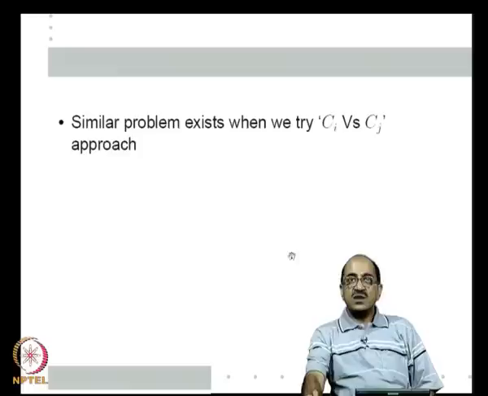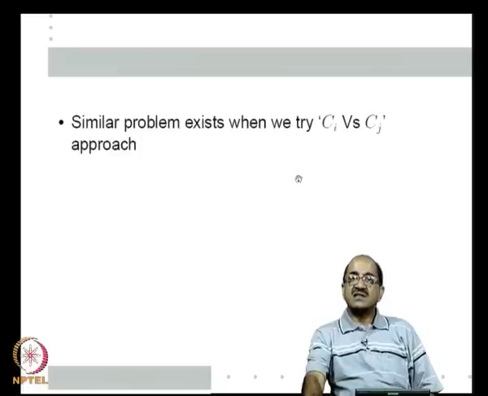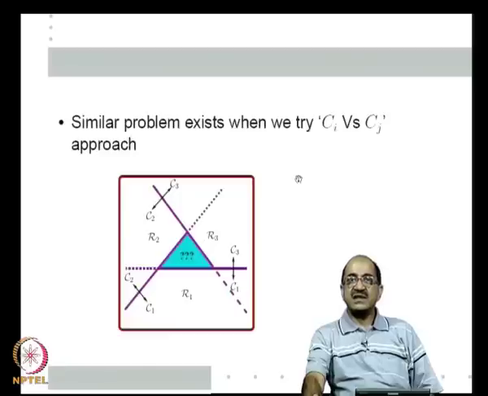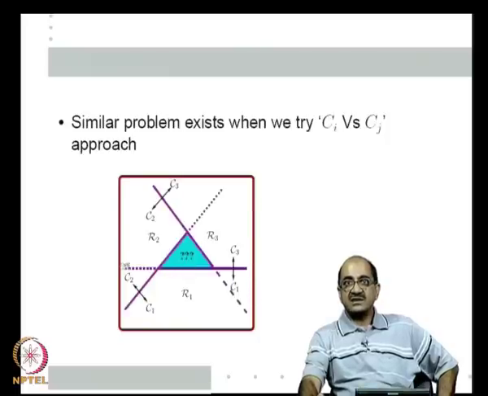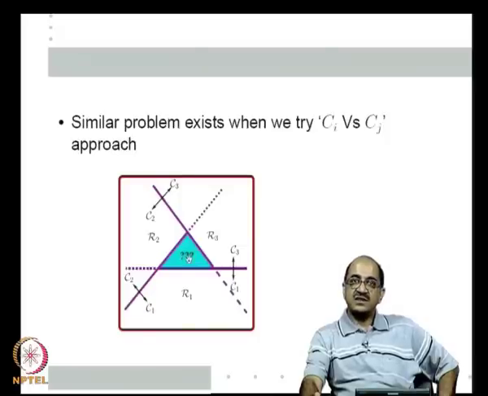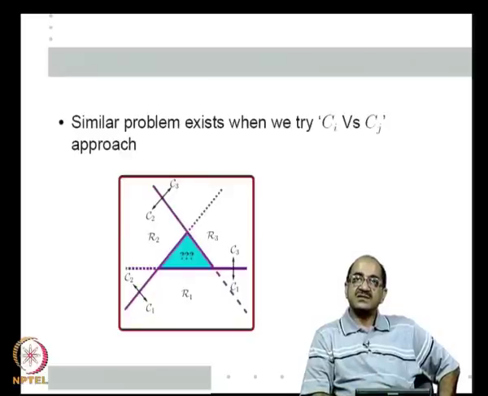The same thing is true even if we use the Ci versus Cj approach. Once again, here is an example. In a 3 class case, this is a C1 versus C2 line, that is a C1 versus C3 line, and this is the C2 versus C3 line. In the center triangle where I put the question marks, if I take any x, one classifier will say C1, another classifier will say C2, the third classifier will say C3. Perfect disagreement between the 3 classifiers.